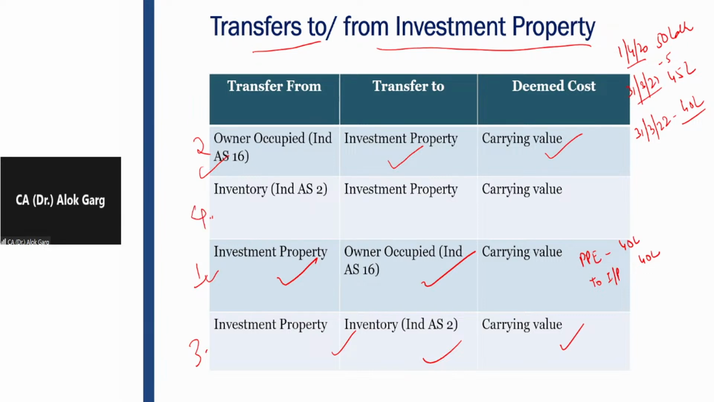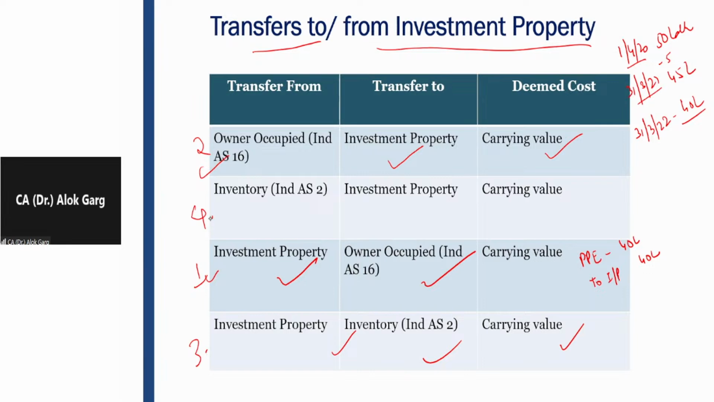The fourth one: earlier there was an inventory. For example, the land or building was used for the purpose of sale in the ordinary course of business. But now the company doesn't want to sell those assets in the ordinary course of business. Now the company is saying, no, I don't want to sell. I want to keep it for long-term purposes. Whenever you are saying long-term, it will be shifted from current to non-current. Inventory is a current asset. Investment property, PPE, these are non-current assets, right?